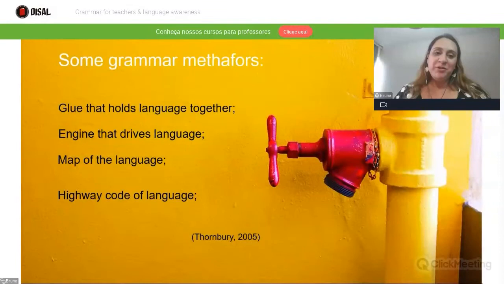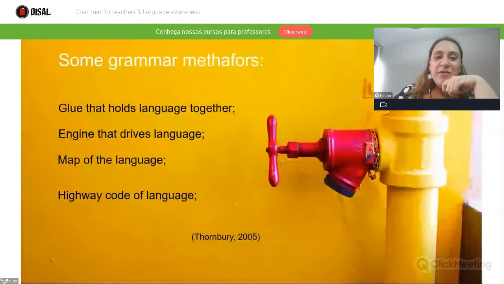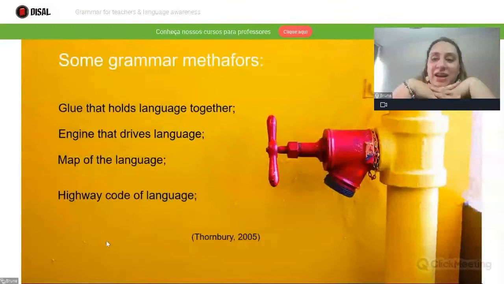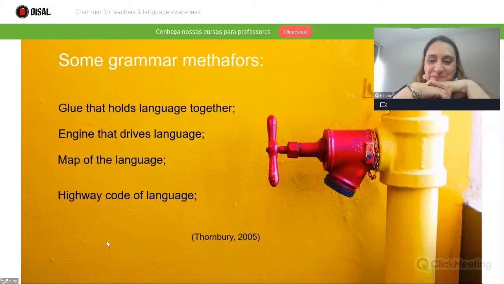And then you can decide on your favorite one. Have you ever used any of those metaphors to refer to grammar? And then if I ask you, those are some metaphors, but what is grammar? How would you define it? Set of rules, okay. Eliane has never used them, but she likes the first one.